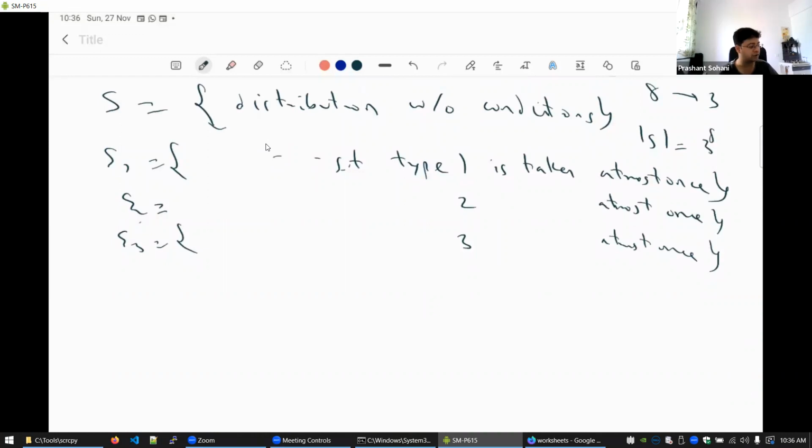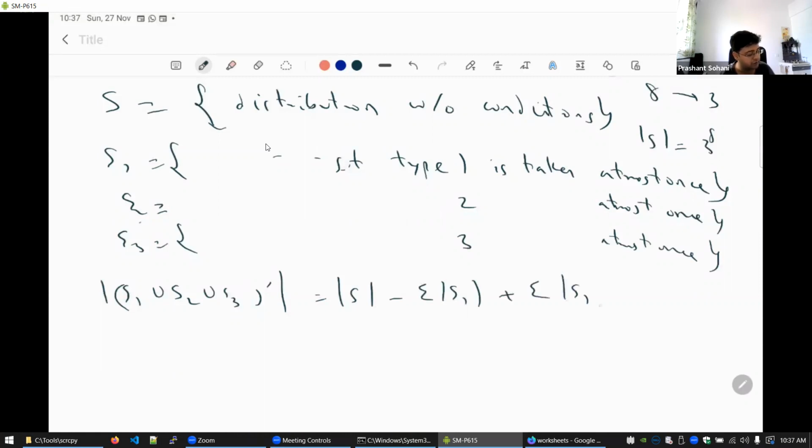So what we are interested in is the complement of S1 union S2 union S3, because we want all cases where type 1 is taken at least twice, type 2 is taken at least twice, and type 3 is also taken at least twice. So this will be nothing but the universal set minus sigma S1 plus sigma S1 intersection S2 minus sigma S1 intersection S2 intersection S3.